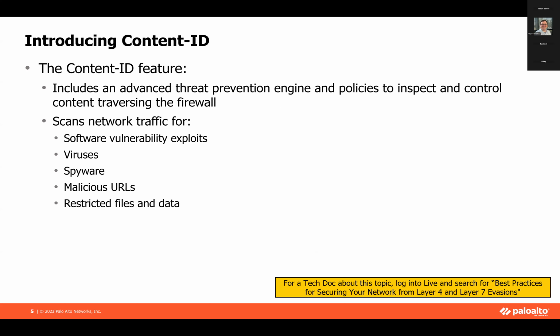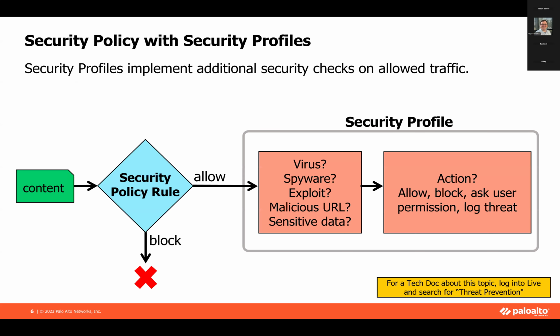So in the content ID side, this allows us to do what's called an advanced threat prevention engine and the policies to inspect and control that content that's going through the firewall. We did that a little bit with our App ID stuff the other time. So we can scan for vulnerabilities, exploits, viruses, spyware, malicious URLs, and even restricted files and data. And it gets pretty precise as to what we can pull through there.